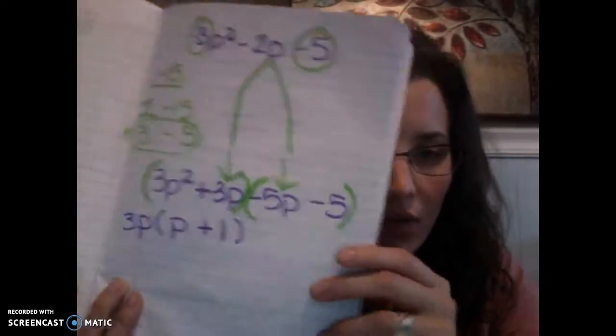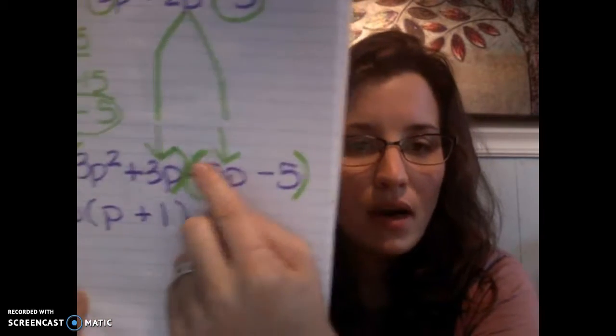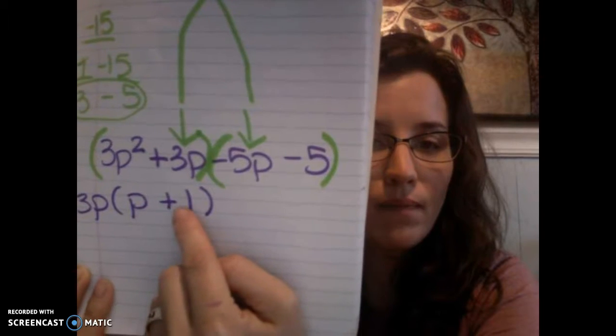All right, so I'm going to go ahead and look at my first set of terms, 3p squared plus 3p. Well, what do they both have in common? What's the greatest integer and what's the greatest variable or exponent I can take out? Well, they both can afford a 3p. So if I divide out a 3p from 3p squared and 3p, what I have is p plus 1.